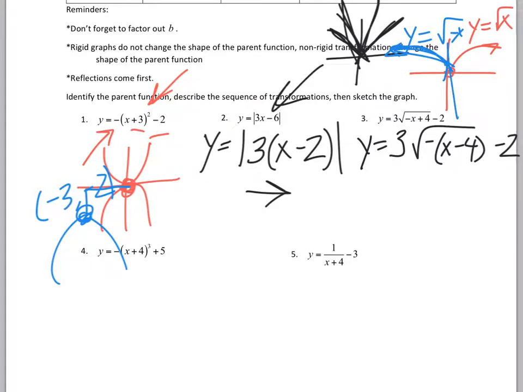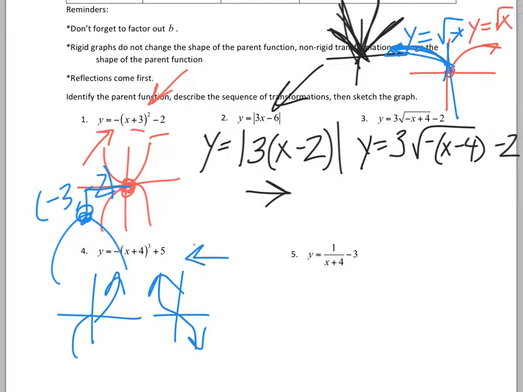The next one, instead of being a cubic function like this, it's been reflected, and to be honest, it doesn't matter which way you reflect it, over the x or over the y, because they look the same either way. And then it's been shifted to the left 4 and up 5. Oh, this is terrible. Okay.